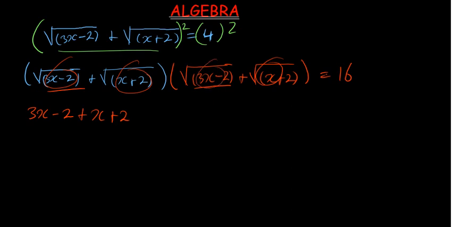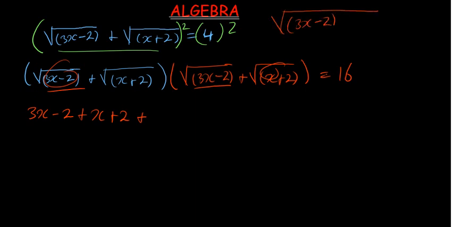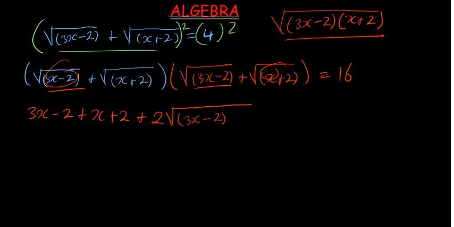So what you're going to have there is plus, because when you multiply this one by this one, you're going to have root 3x minus 2, you close, you open again, x plus 2. So you realize that you have 2 of these, hence you're going to have 2 root 3x minus 2 times x plus 2, like that, is equals to 16.